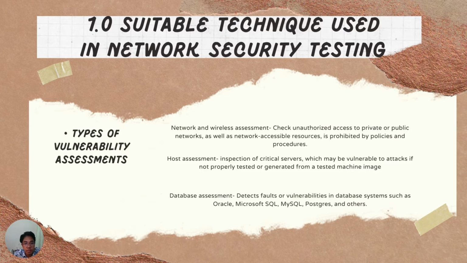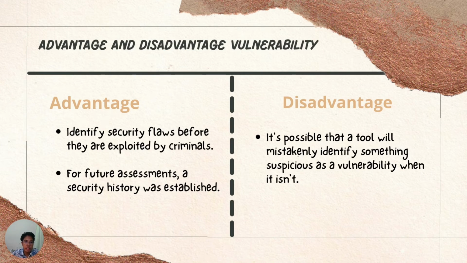Types of vulnerability assessment. We have three. First is network and wireless assessment, which checks for unauthorized access to private or public networks, as well as network accessible resources prohibited by policies and procedures. Secondly is host assessment, used for inspection of critical servers, which may be vulnerable to attack if not properly tested or generated from a tested machine image. And lastly is database assessment, used to detect faults or vulnerabilities in data systems such as Oracle, Microsoft SQL, MySQL, Postgres, and others.